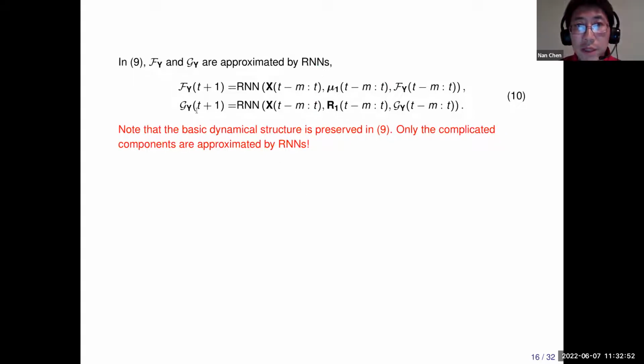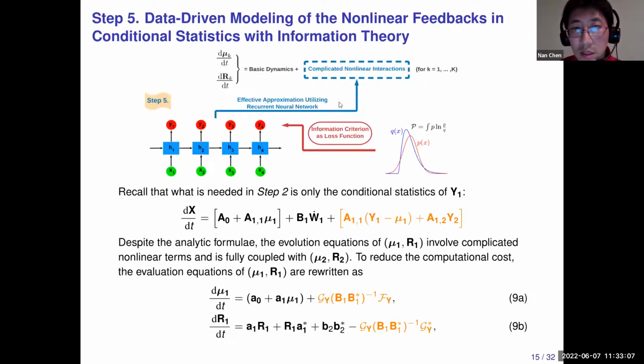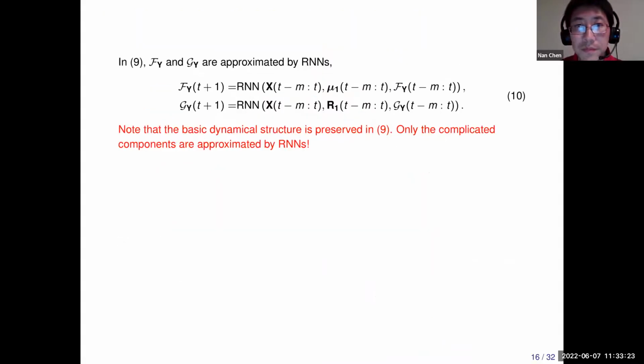And for this f and g, again, we only use the large scale variable x, and the conditional mean and covariance of y1 as our input. Of course, we have to use f and g themselves as input. So the input will still be consistent with the input of the closure part of x. Overall, we don't touch the y2. We only use x and some information of y1 as input. So this entire system will be a closed system in terms of x and y1.